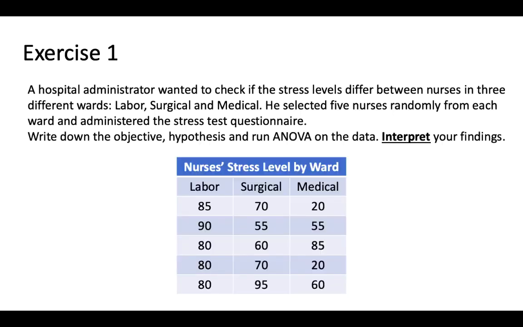All right, here's exercise number 1. You need to pause the video here, run it on your own, and compare it to my answers. For exercise number 1, a hospital admin wanted to check if the stress levels differ between nurses in 3 different wards: labor, surgical, and medical. We want to test whether their stress level differs significantly. 5 nurses were selected randomly from each ward and administered the stress test questionnaire. So you write down the objective and hypothesis and run the ANOVA on the data.